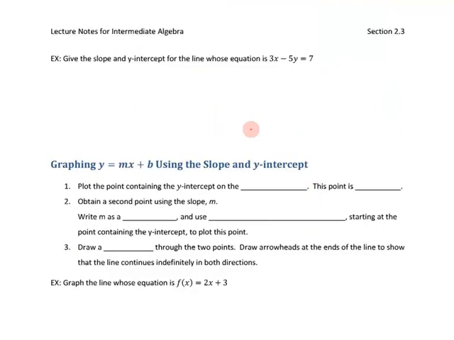Let me show you. Actually, let me do one more problem before I show you how to graph using slope and y-intercept. This problem gives you an equation that's in standard form. Remember, standard form was ax plus by is equal to c, so a is 3, b here would be negative 5, and c is 7. So how do I identify the slope and the y-intercept when something's in standard form?